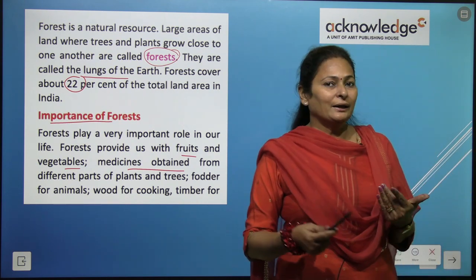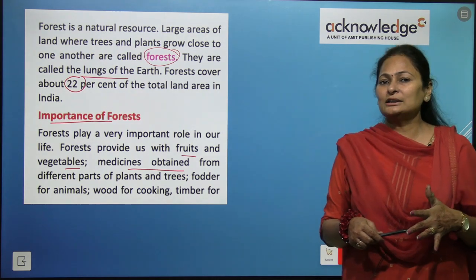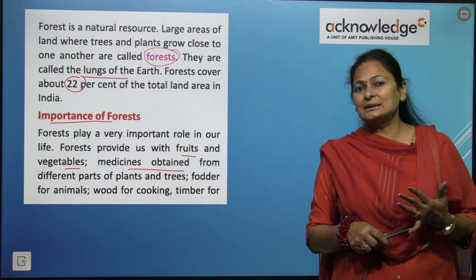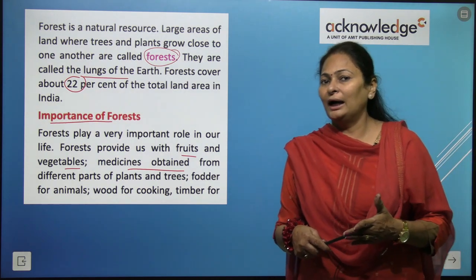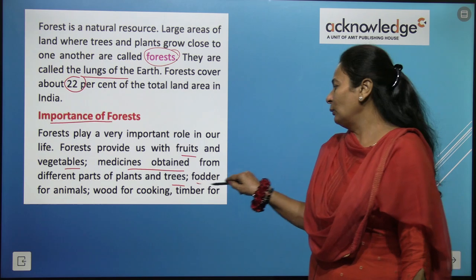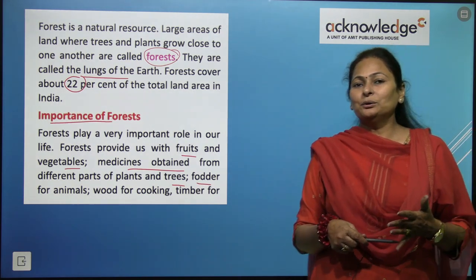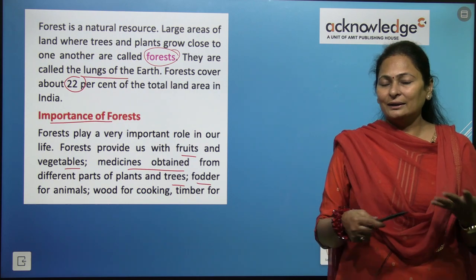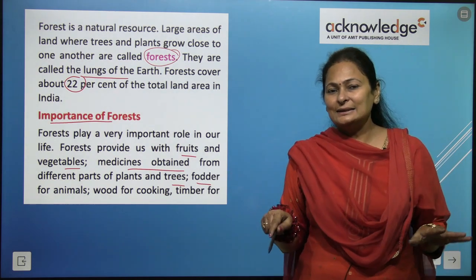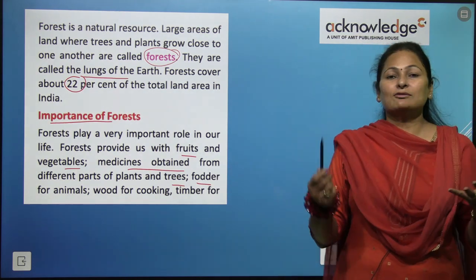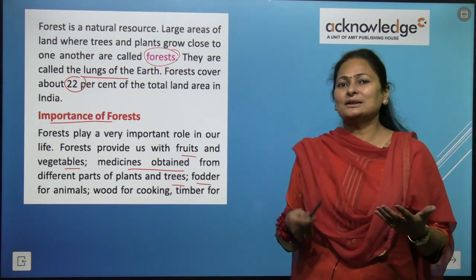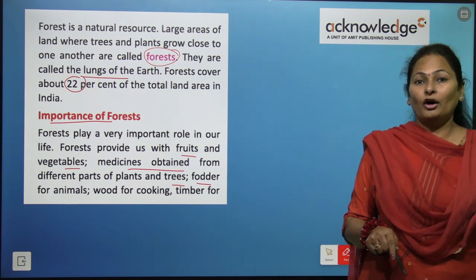Pharmaceutical companies, we learned what pharmaceutical means in the industry chapter. The medical companies that make drugs and medicines for us use different parts of plants and trees to make different medicines. Fodder for animals. Now what is fodder? As you know, animals graze on grass, that is green fodder. But fodder is food for animals, and it can also be dry, like straw and hay, right?